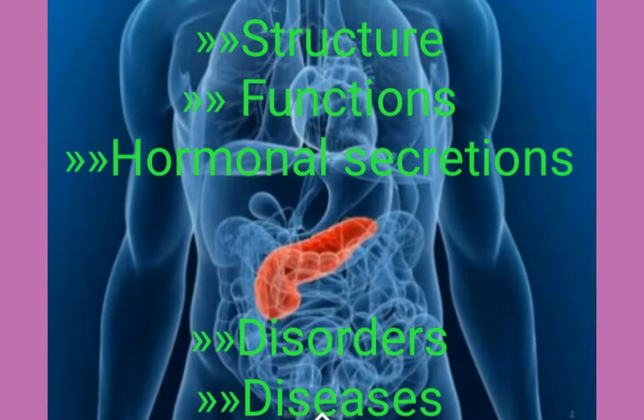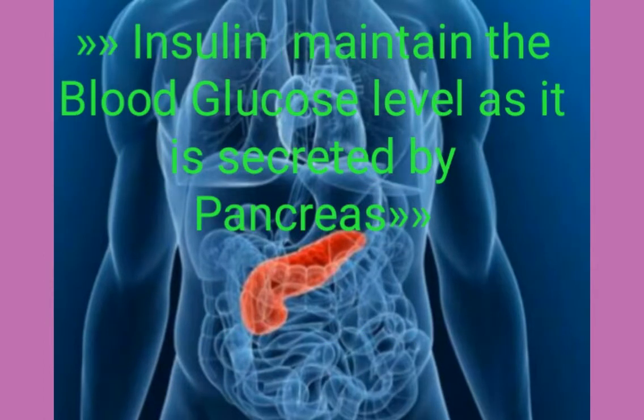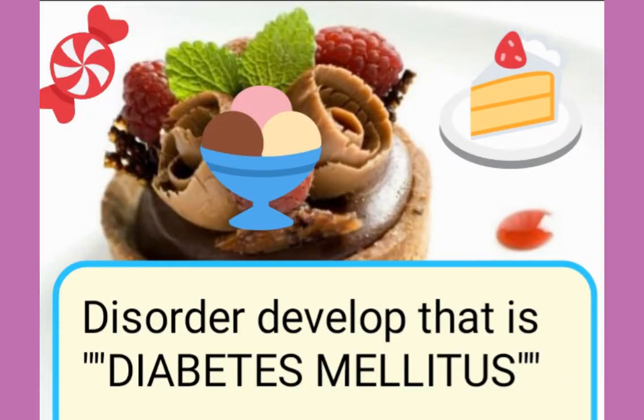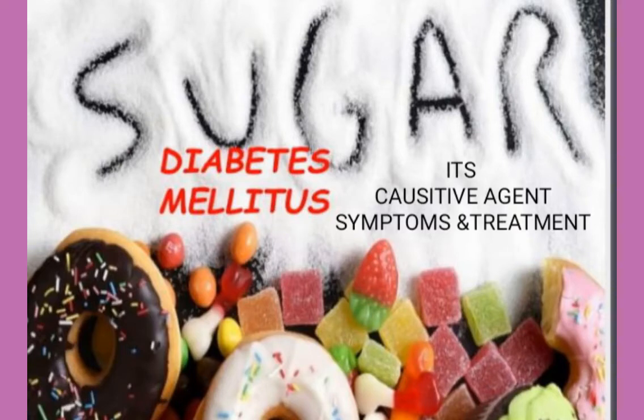Now we know that insulin maintains the blood glucose level, as it is secreted by the pancreas, and the main cells, the islets of Langerhans, secrete insulin to maintain the blood glucose level. Now here a disorder develops, that is diabetes mellitus. So now we will see what diabetes mellitus is.